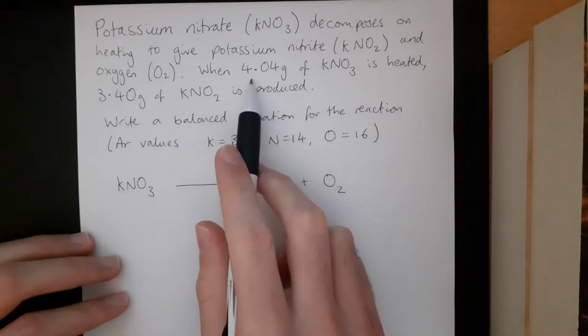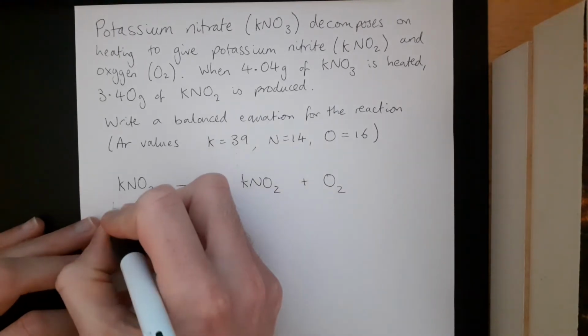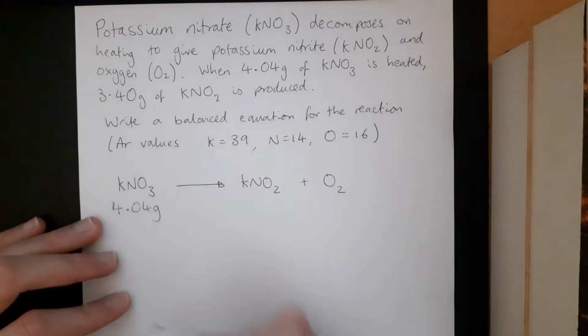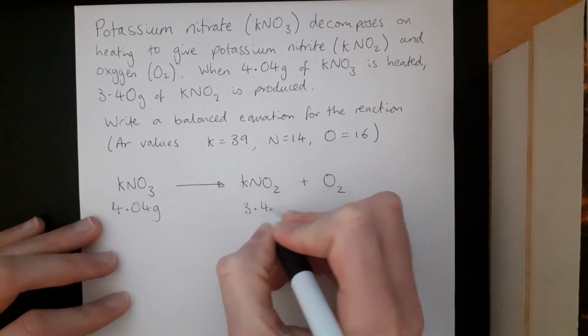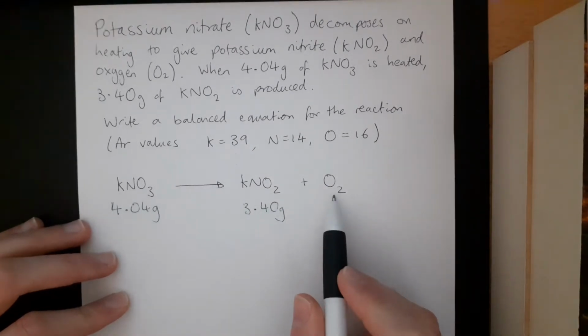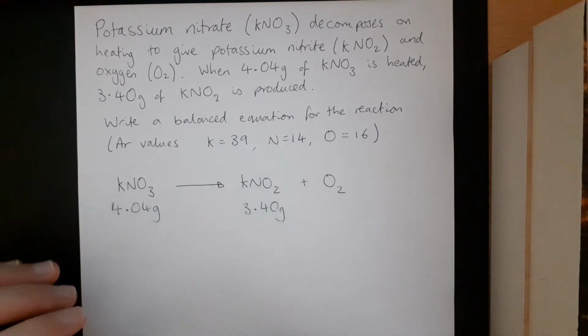Okay, so the next thing that I'm going to do is just use the information from the question. It says 4.04 grams of the KNO3. So I'm going to write that underneath here. 4.04 grams there, and 3.40 grams here. So that's all the information in the question. Now you can see I need to work out the missing mass from here.